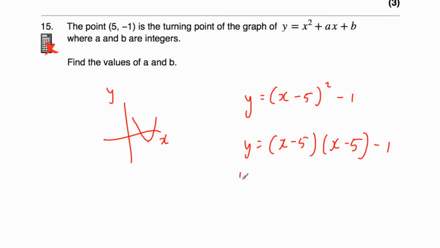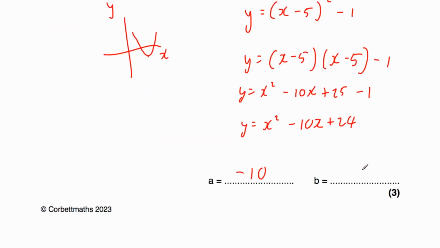Then expand our brackets: x times x is x squared. X times negative 5 is negative 5x, and negative 5 times x is negative 5x. Adding them together would be negative 10x. Then negative 5 times negative 5 would be plus 25, and we've still got our minus 1. Finally, 25 take away 1 is 24, so we'd have y equals x squared minus 10x plus 24. That means the value for a would be negative 10, and the value for b would be 24. Let's write that down. A is negative 10, and b is 24.